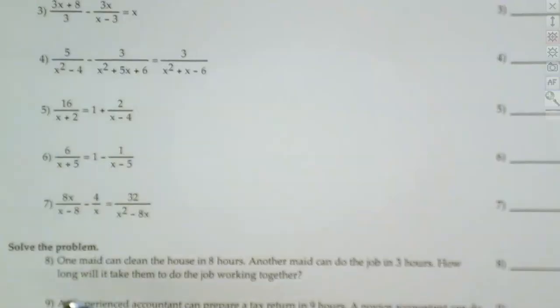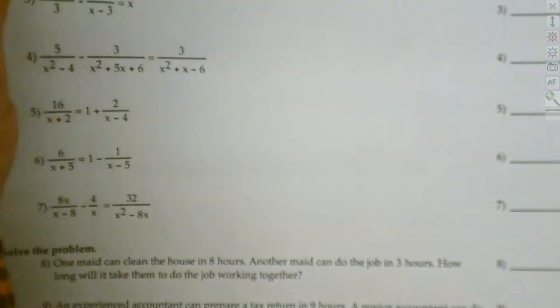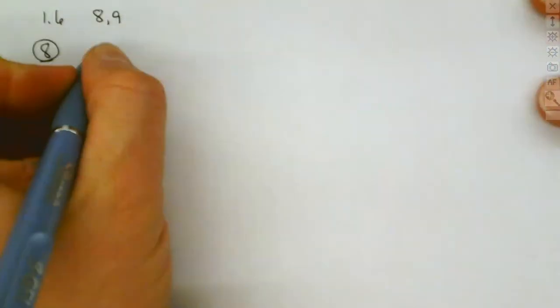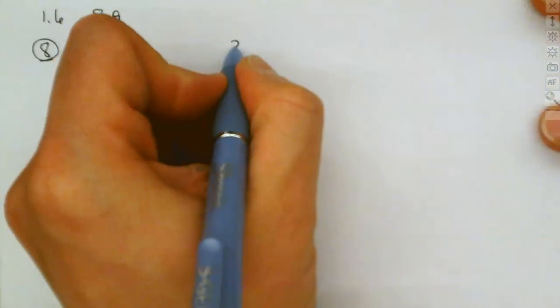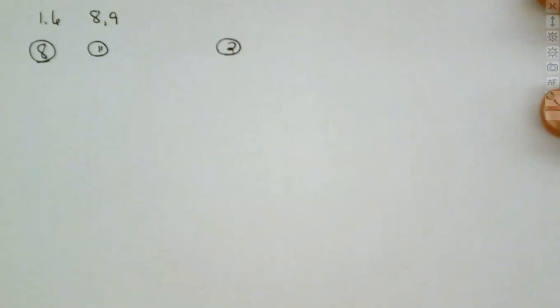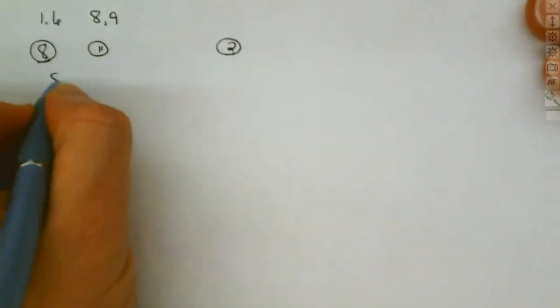Now, we can't just take the 8 and the 3 and add them together because it doesn't take 11 hours to do this, right? We can't add them together. We have to look at them as fractions, as how much is done per hour. So we've got 2 different maids here. We'll call them maid 1 and maid 2. So the first maid, it takes her 8 hours to clean the house.